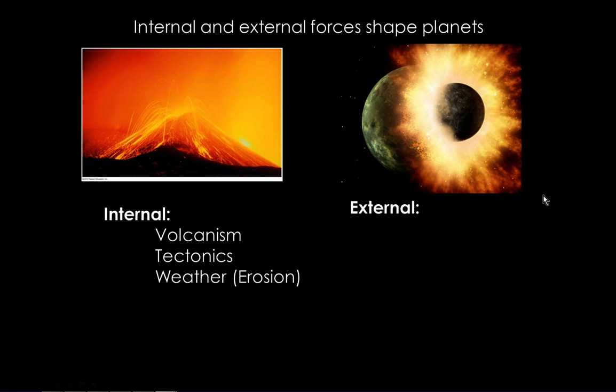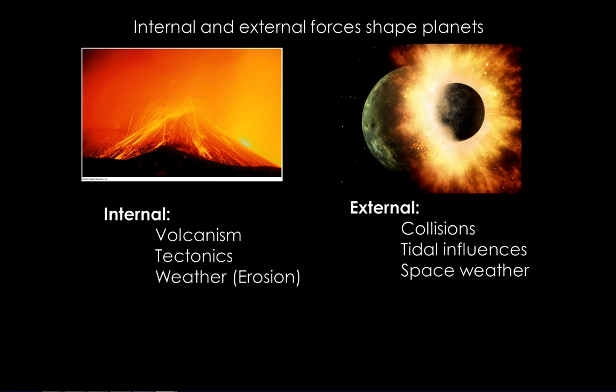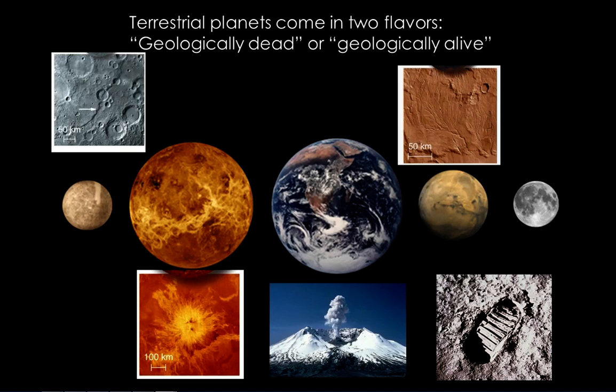And then external influences include what's oh so dramatically pictured here, collision, but then also tidal influences. We've exerted a really profound tidal influence on the Moon and affected its behavior pretty strongly. And then space weather. And space weather is mostly for us the material that's being ejected from the sun, but it could also include the galactic environment when we talk about other structures later on in the course. So we categorize the terrestrial planets as geologically alive and geologically dead in terms of whether or not they have these internal and external influences.